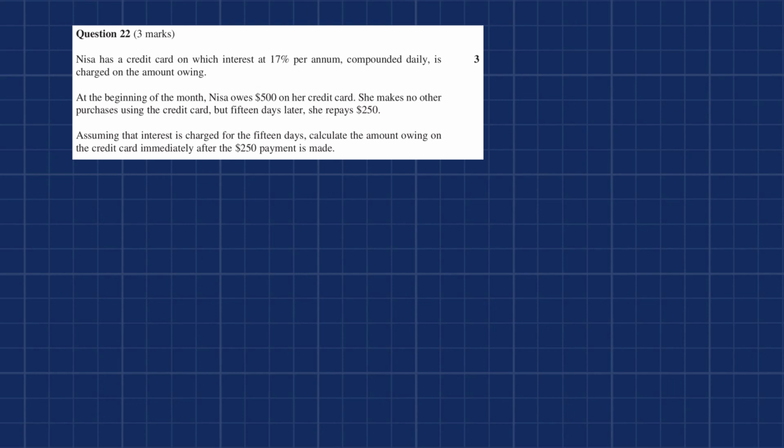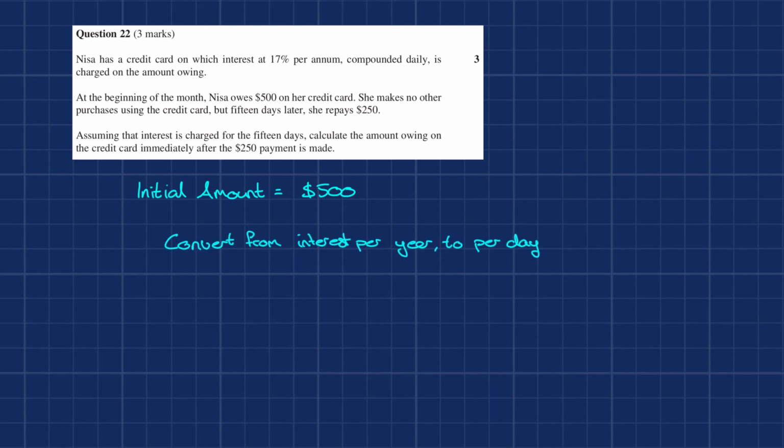All right. So the initial amount that she has on her credit card is $500. Now, we know that the interest is 17% per annum, but because we're compounding the interest daily, we have to get the percent interest that is charged per day, which is simply converting 17% per year to some percent per day, which we do simply by dividing 17 by 365, which gives us 0.047%, which as an actual value is 0.00047, right? Simply because converting to a percentage, you times by 100, converting back from a percentage, you divide by 100.